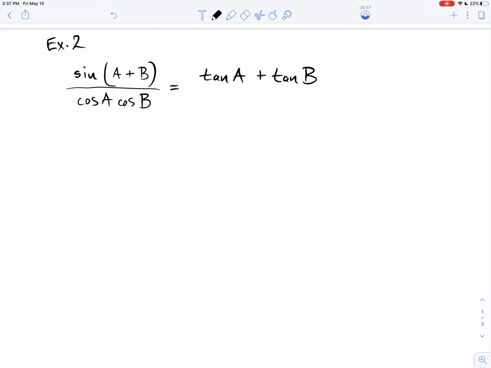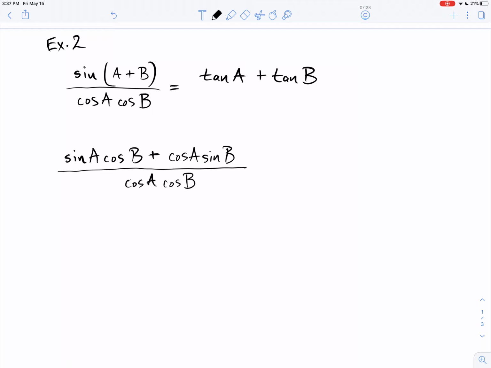Here we go. What does it look like? It looks like I have a sine expansion in the numerator. So I'm going to sin cosine it. I'm going to go sine A, cosine B, plus cosine A, sine B. Now the whole thing is over cosine A, cosine B.